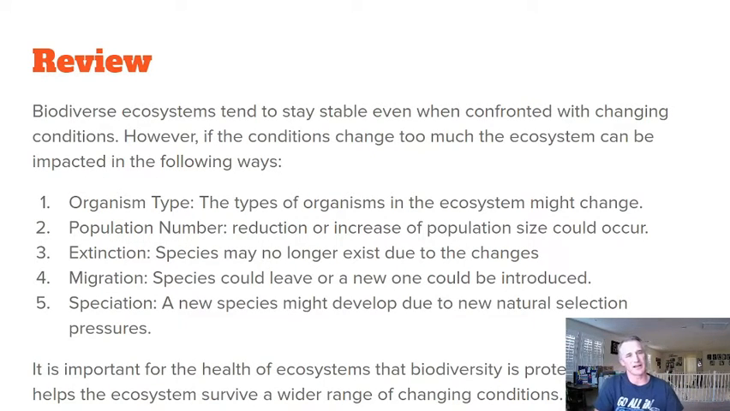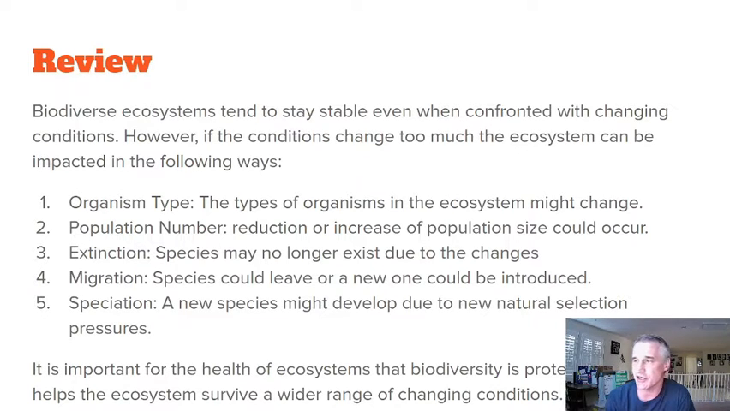So here's our review. Biodiversity ecosystems tend to stay stable when they're confronted with changing conditions. However, if the conditions change too much, the ecosystems can be impacted in the following ways. And this comes straight from the last set of notes, right? Organism types could change. The types of organisms within the ecosystems may change if we change the ecosystem itself. The population numbers could change. We could have a reduction or even an increase in certain populations of organisms. Extinction. We could have species that no longer exist because they don't have a way to get out of that situation and they end up dying off.